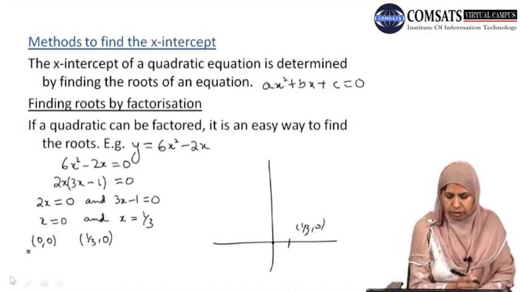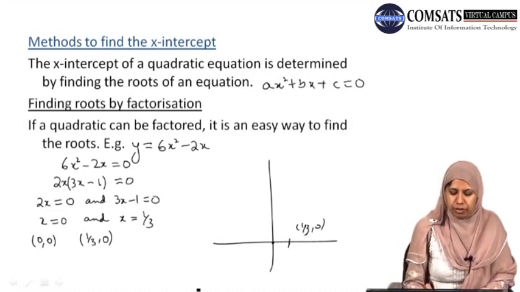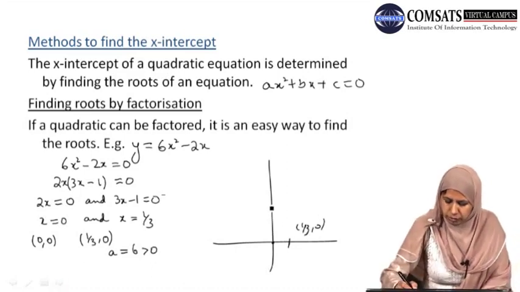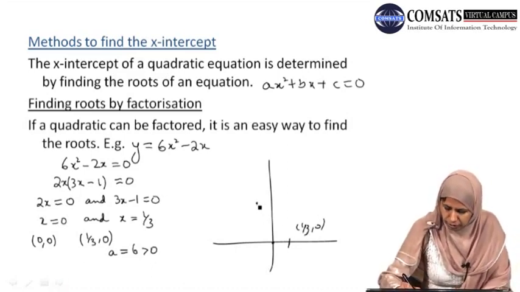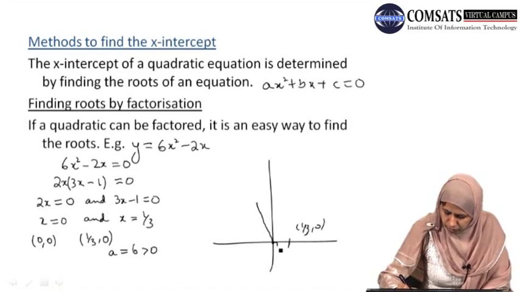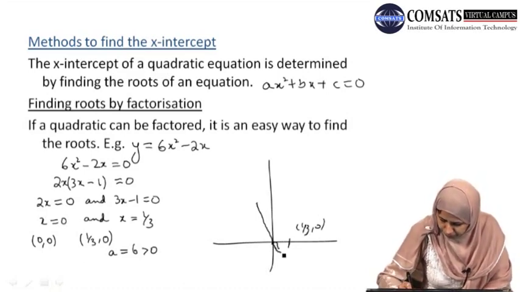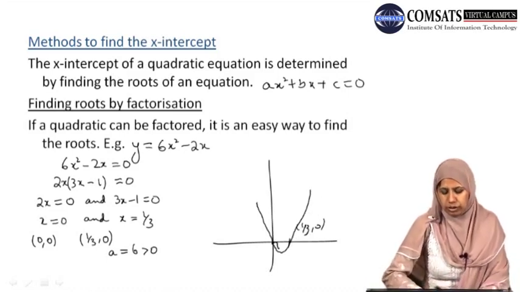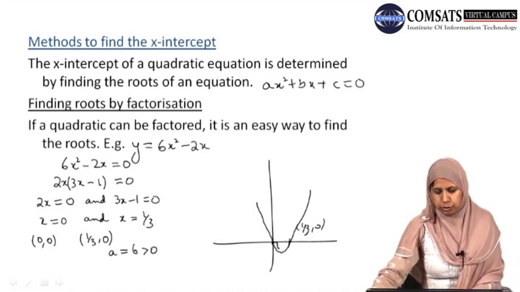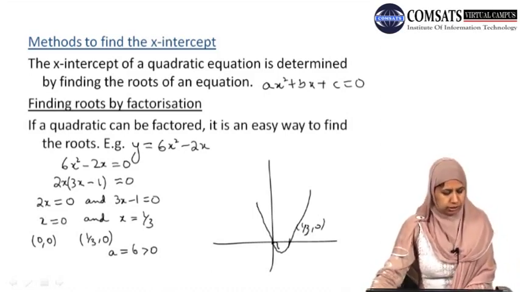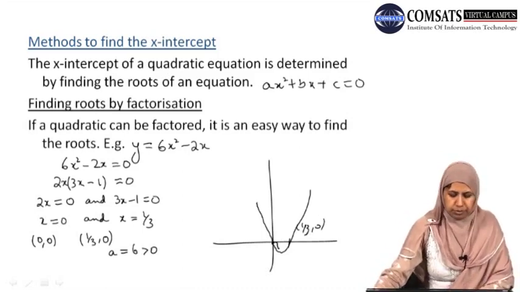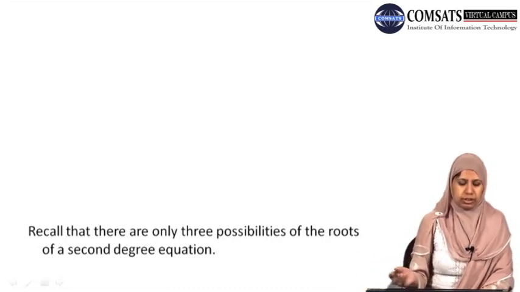Now, is the given quadratic function concave up or concave down? Here we have a equals 6, which is positive. So the given quadratic function is concave up, passing through the origin and passing through the second x-intercept, 1 by 3, 0. So in this case we have found the x-intercepts by using the factorization method. Let us look at one more example.